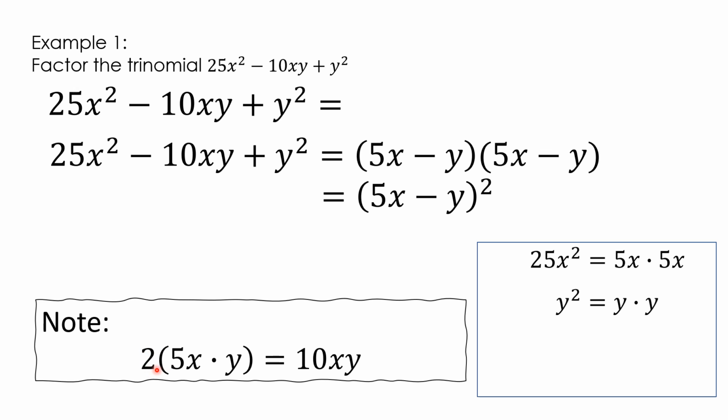So the 2 here is always constant because it is twice. Then 5x, we get from the factored form of 25x squared, and then the factor of y squared is y. So 2 times 5x times y, that is 10xy. So 10xy must equal your middle term. Okay, next.